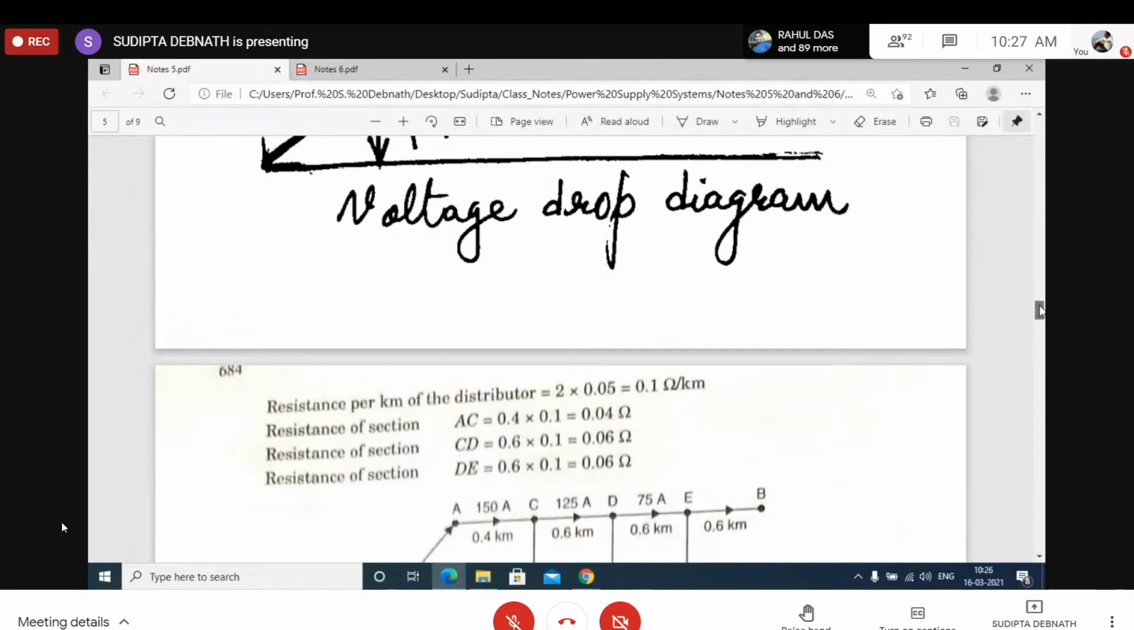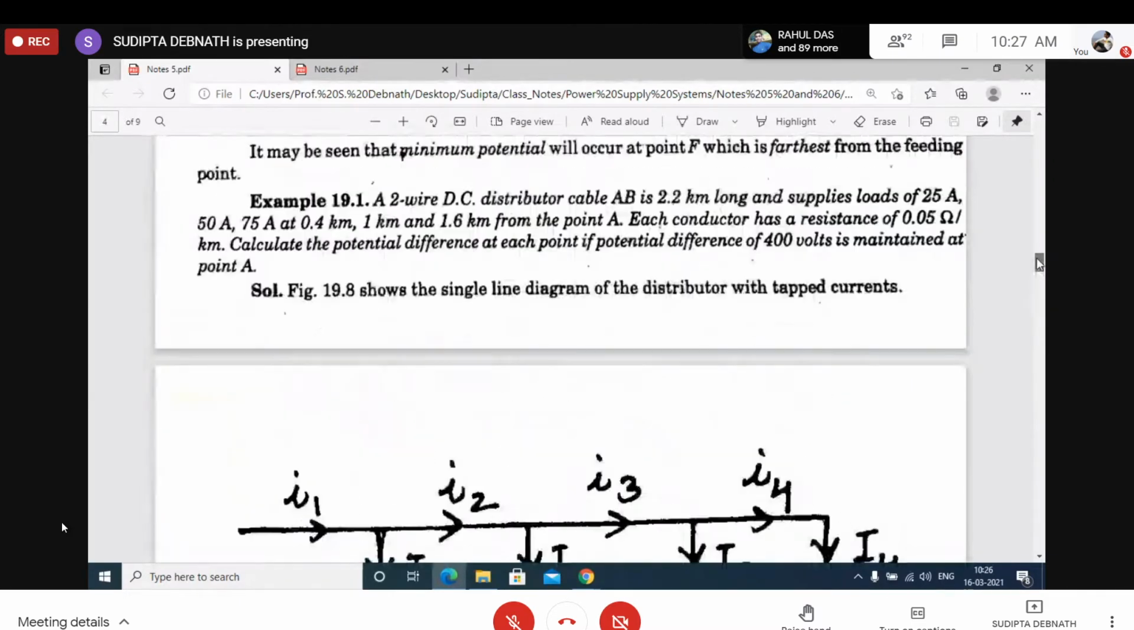What is the other data given? Each conductor has a resistance of 0.05 ohm per kilometer. You have to calculate the potential at each point, or the potential difference in each section. There is something wrong in this sentence. Either potential at different points, here, here, here, or the voltage drop in these sections. Also this is wrongly written, potential, not potential difference.